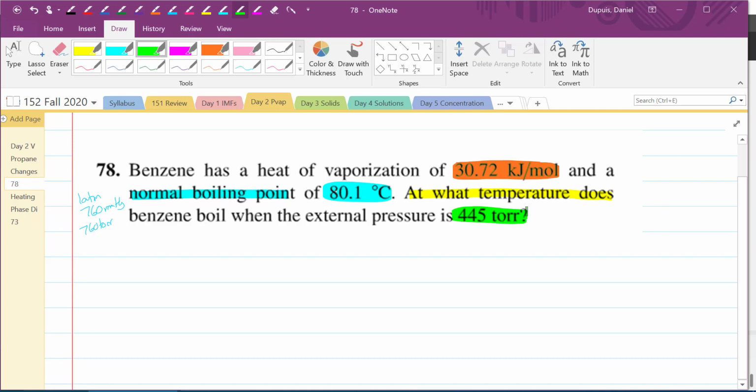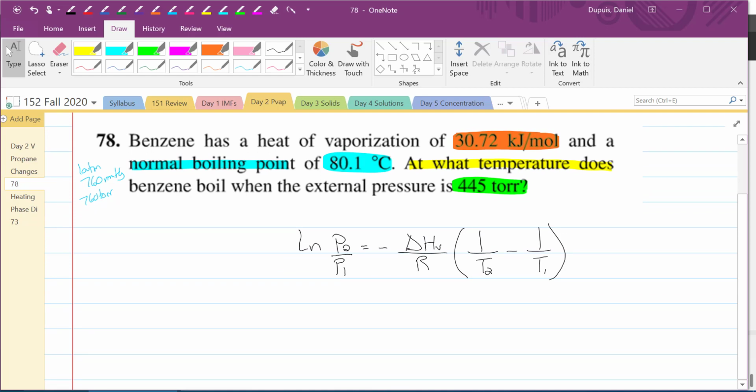So I have delta H, I have vapor pressure, I have two temperatures, two pressures. I'm looking for one of the temperatures, but I have two temperatures and two pressures. So that's going to be the Clausius-Clapeyron equation, two-point form, where I use natural log of P2 over P1 equals negative delta HV over R times 1 over T2 minus 1 over T1. Okay, and we're looking for a T. It doesn't matter what T.